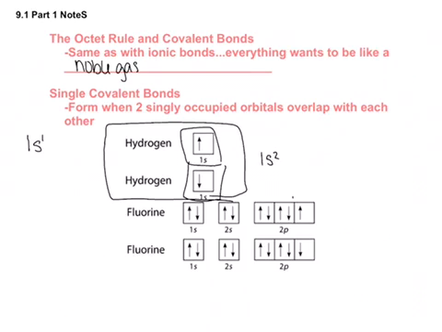Fluorine, same way, has the two orbitals here. They're both half occupied, and so those will be the two orbitals that will overlap.